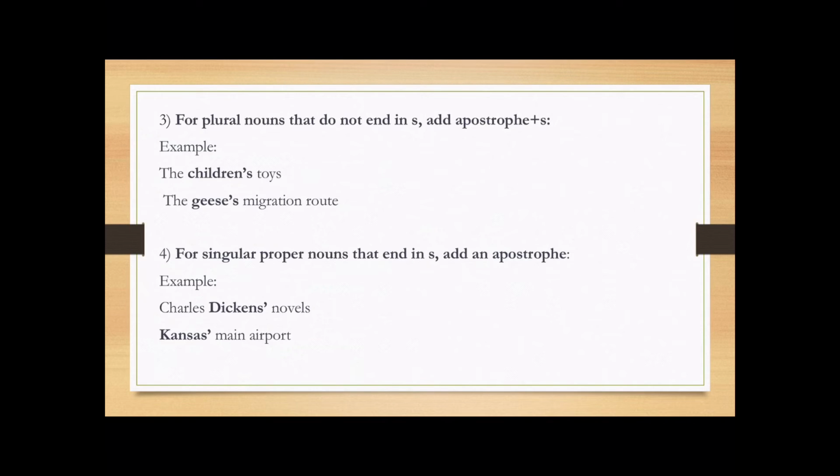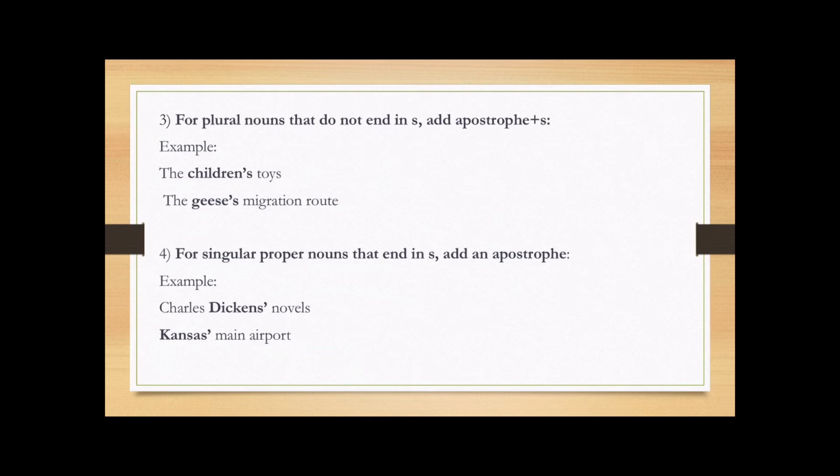Irregular nouns have a different root and base form when they are in plural. So in this example, the children's toys, we have a plural noun, but we have to add an apostrophe s to make possession, to make it a possessive noun. The same in the other example. The geese's migration route. This is plural, irregular also. So that's why we just add an apostrophe s.